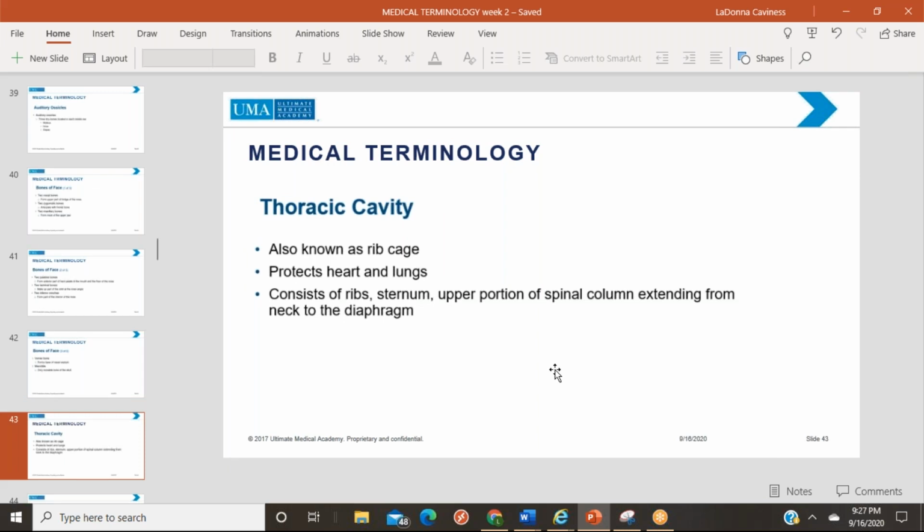All right, let's talk about the thoracic cavity, also known as the rib cage. It protects the heart and lungs. It consists of ribs, sternum, and the upper portion of the spinal column, extending from the neck to the diaphragm.